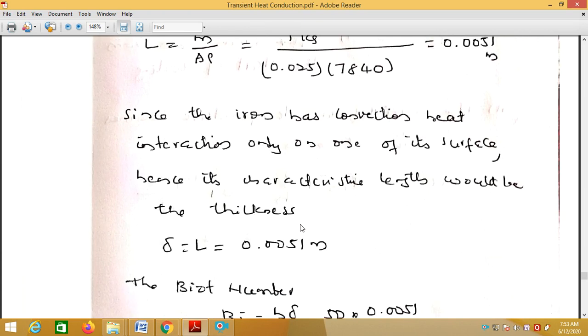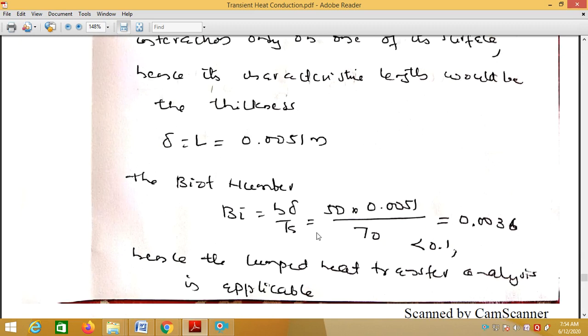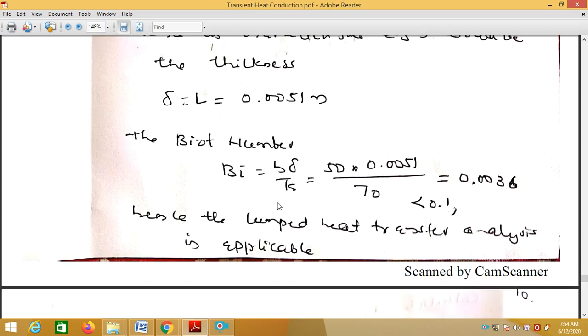Then since the iron has a convection coefficient on only one surface, we will take delta equal to L only in this case. In the case of a slab, you take the characteristic length as 2L by 2, but here convection is taking place on only one surface, so we will take Lc equal to L only. It is equal to 0.0051 meters. Then the Biot number is equal to h Lc by k, we get 0.0036, which is less than 0.1. Then we apply the lumped heat analysis.